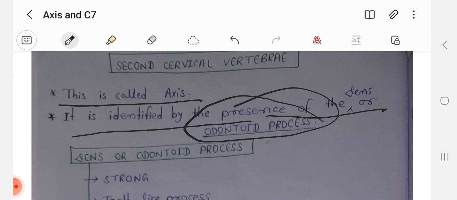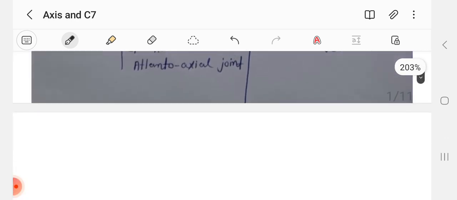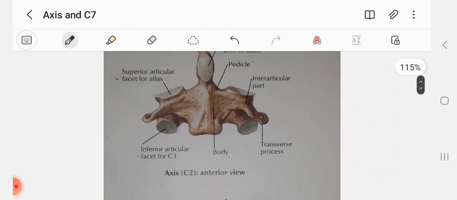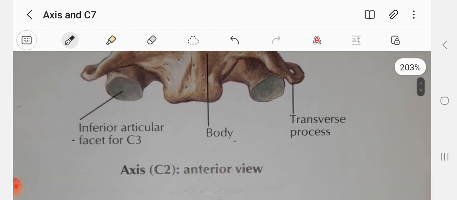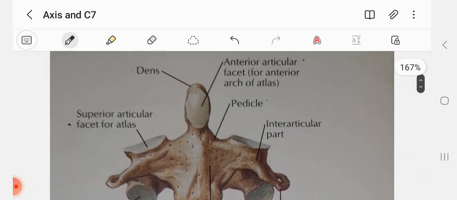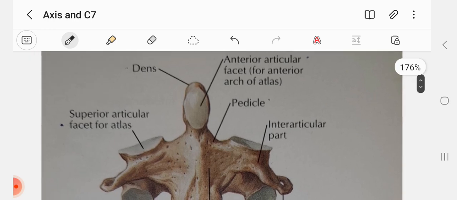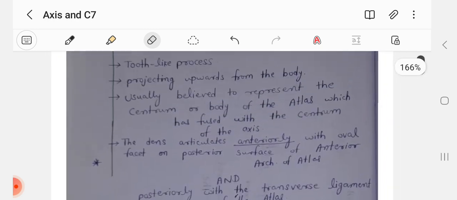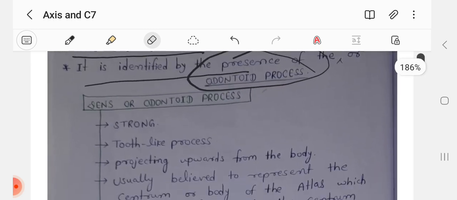I will show you an image. In this you can easily identify the dens or odontoid process. So look at this image. In this image, this is the anterior view of the C2 vertebra, which is also called the axis. In anterior view, we see this process here. This is called the dens. So let's draw this.